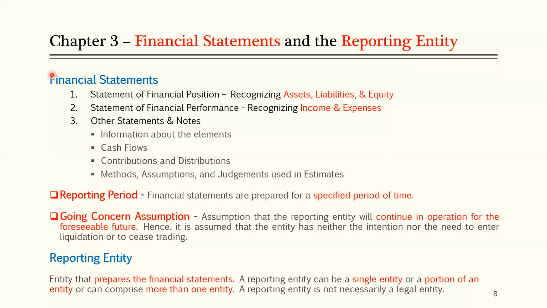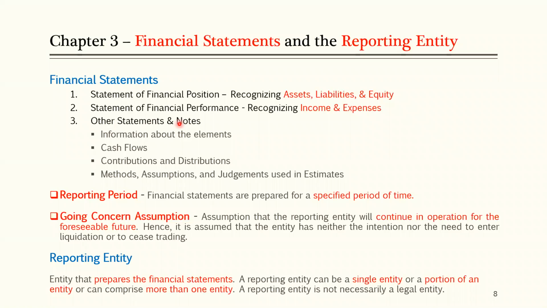In the revised conceptual framework, financial statements have been categorized into 3 groups. First one is the statement of financial position, where we recognize assets, liabilities, and equity. The second one is a statement of financial performance, where we recognize income and expenses. And the rest of the things are other statements and notes.